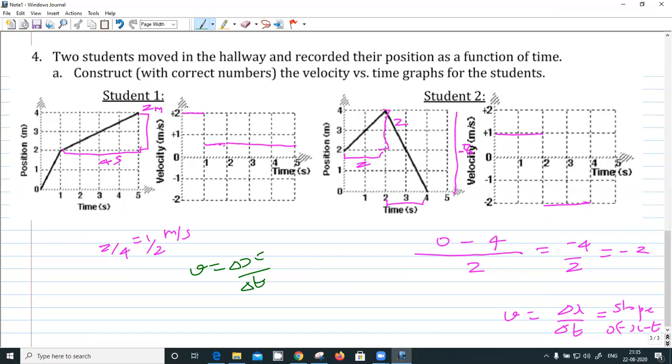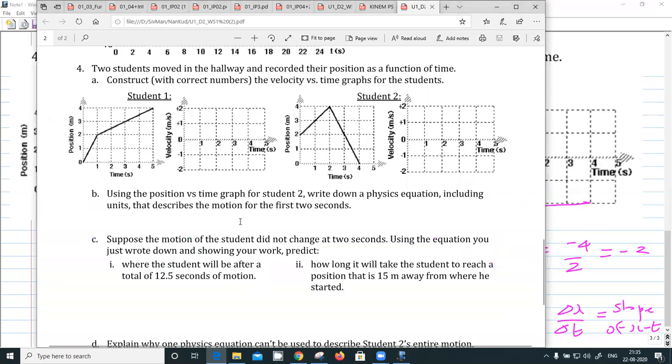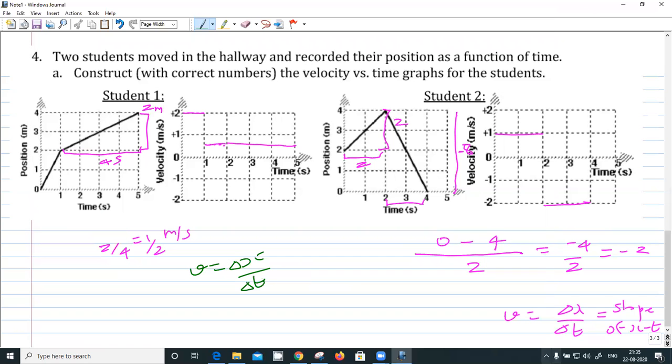In the interval 0 to 1, delta x is, oh no, we're doing student 2. We're not doing student 1. You can do it for both, no? No, it says student 2. I mean, you can do it for student 1, but okay, fine. The equation is going to be the same. This relation is the same whether student 1 or student 2. Here also the same thing: v is delta x by delta t.